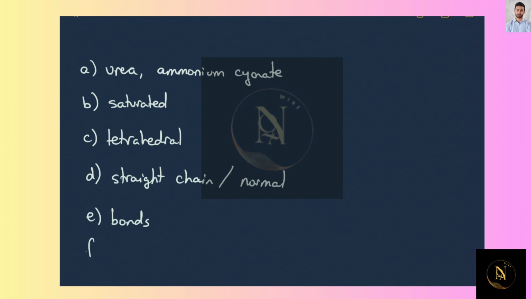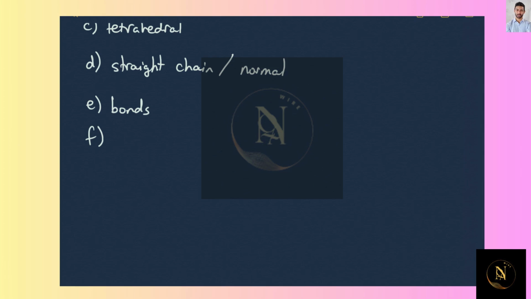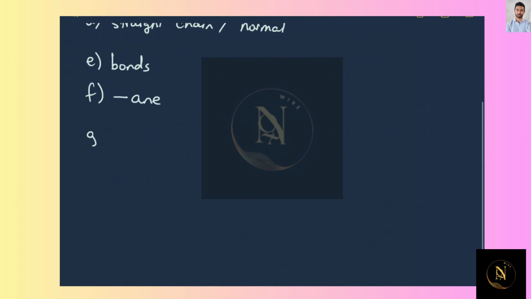For F, the systematic names of all saturated hydrocarbons have the ending ANE, added to the root name that indicates the number of carbon atoms in the molecule. For G, for a branched hydrocarbon, the root name for the hydrocarbon comes from the number of carbon atoms in the longest continuous chain in the molecule.